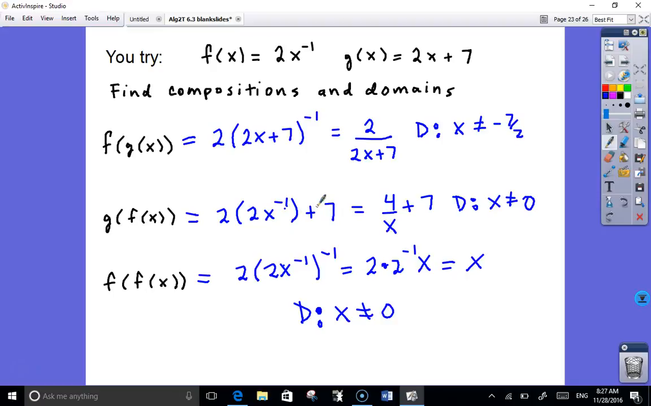And the last is f of f of x. Put the 2x to the negative 1 in the place of x in that same function. So it's 2x to the negative 1 raised to the negative 1. Distribute the negative 1 as exponent. Simplify, and we get the same as we did on the last slide, x. Which, again, you wouldn't think that has a domain, but since the inner function f has a domain of x does not equal 0, then so must the composition. You've got to take that into account.